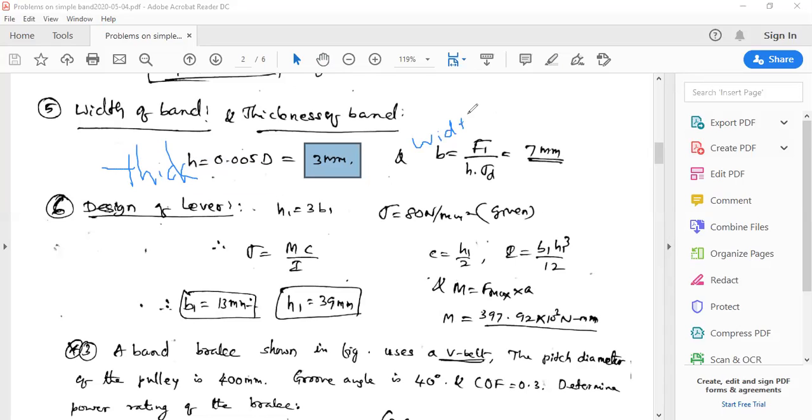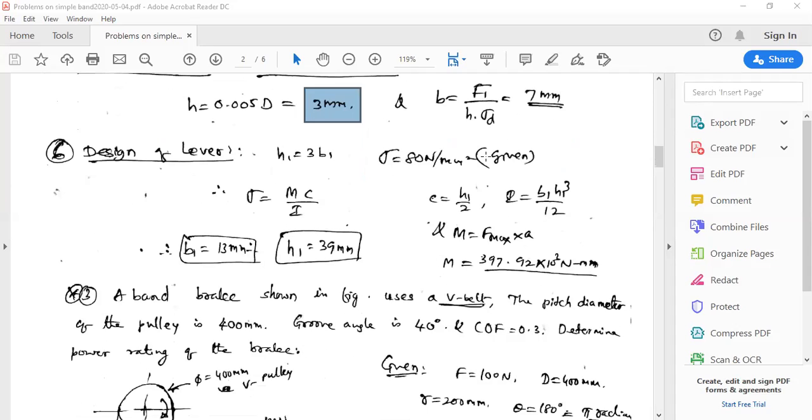Width of band is given by F1 divided by H into sigma d. So this value is 7 mm. What is F1? F1 is calculated in the previous step, that is the tension at the tight side, and H is the thickness of the band, which is 3 mm obtained here, and you have to substitute that. Sigma d is 50 Newton per mm square, that is assumed, that you have to substitute, so that the value is 7 mm.